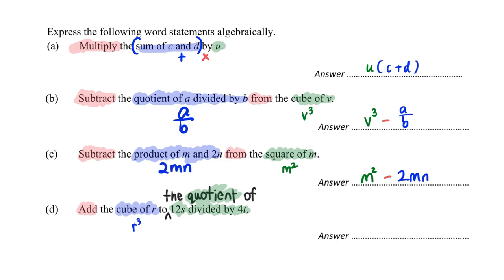Which is 12s over 4t. And 12, can we divide 12 by 4? Yes, we can. Divide by 4, left 3. Divide by 4, left 1. And therefore, the answer to this question would then be r power 3 add to 3s over t.